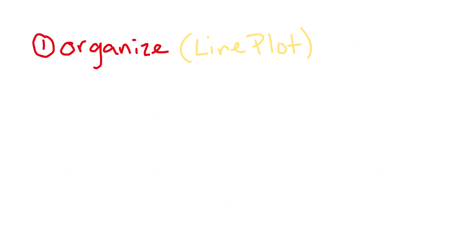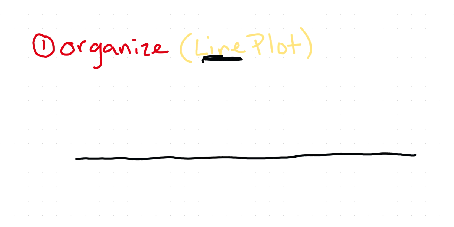So if we break that apart, you know me, I love breaking apart. What does the word mean? We see the word line. And that's literally what a line plot is: a line of data. It's like a number line of data. We haven't talked deeply about lines, but lines do go on forever. So that's why we put little arrows on the end.